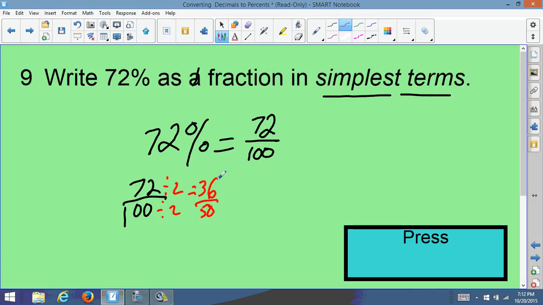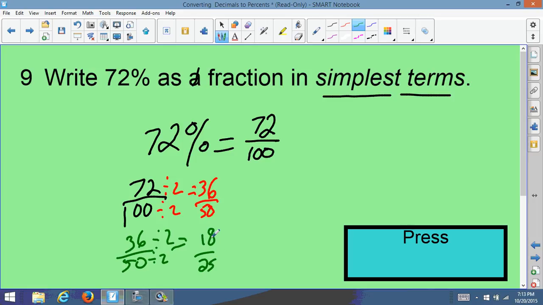Now I notice that 36 and 50 are both even numbers, so I can divide one more time by 2. So let's take 36 over 50 and divide by 2. And you find 2 is one of the most common numbers that divides into a whole lot of numbers. So if I divide 36 in half, that would give me 18. And divide 50 in half, divide by 2, that would give me 25.